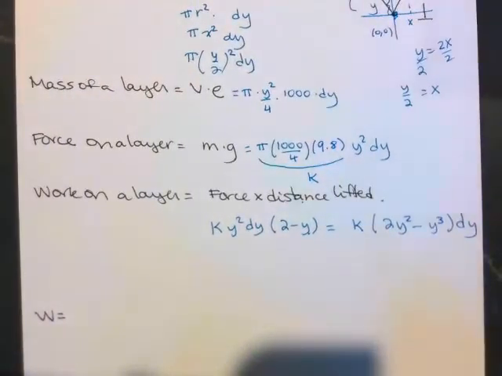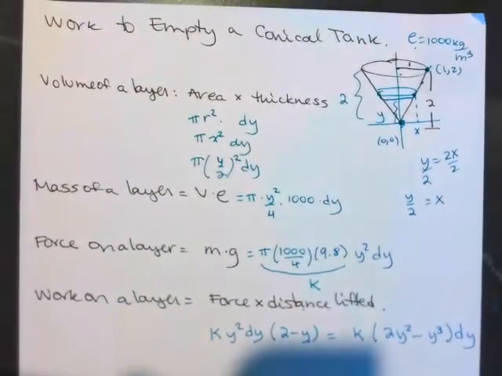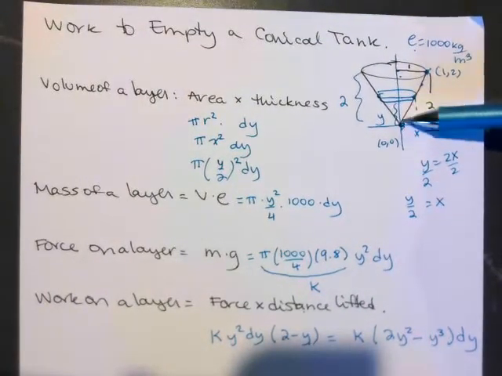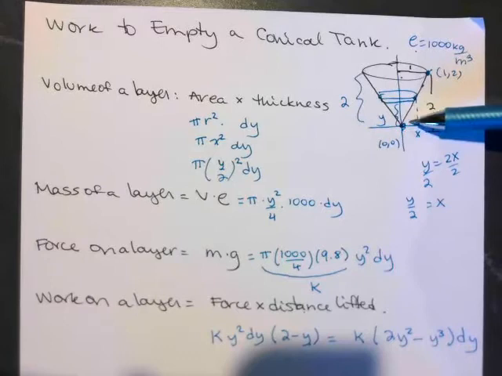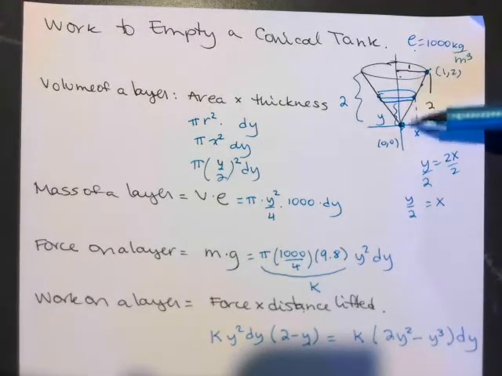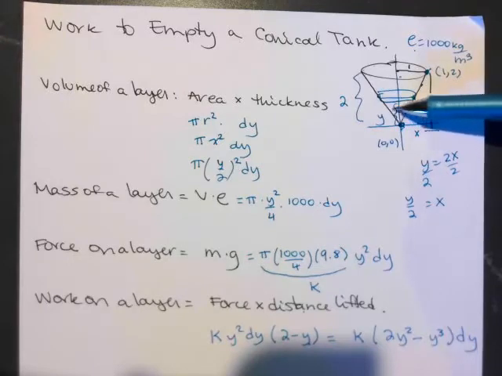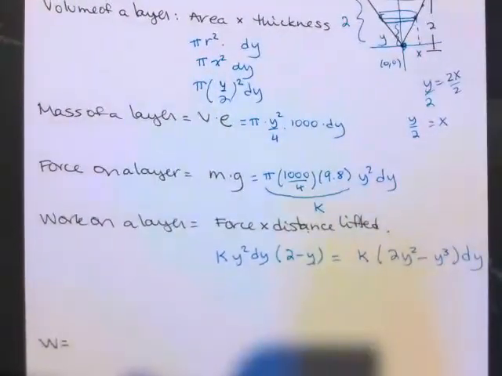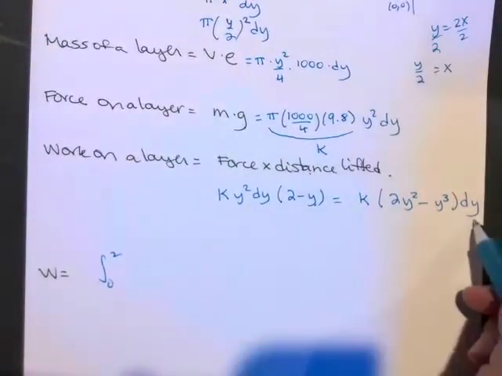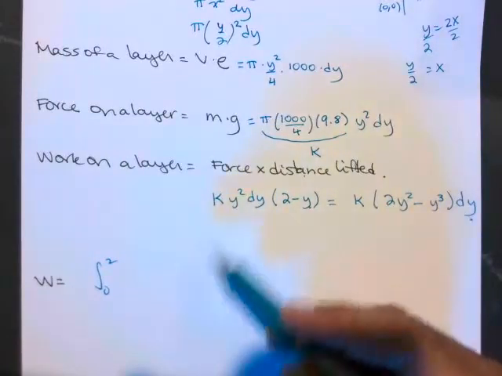Look at the picture one more time. Where do our dy's go from and to? The very first one's down here at y equals 0, and they stop up here at y equals 2. Those are the different places where you could have your layer of water being lifted out. So we're going to integrate between 0 and 2, again because it's a dy, and those are the y values that we have.